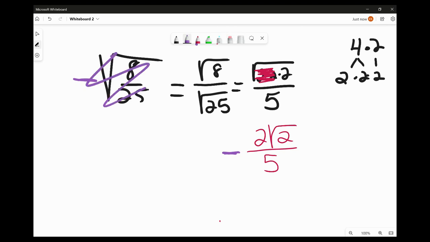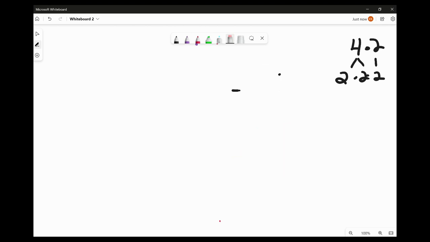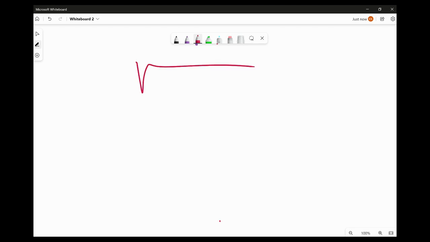Okay, so let's talk about if there's a lot of letters in there, because those get a little bit more complicated. So let's say we have the square root sign, and inside it says 49 x squared y to the third power z, and I'm going to say a to the fourth power. All right, looks like a really complicated problem, but it's not that complicated.